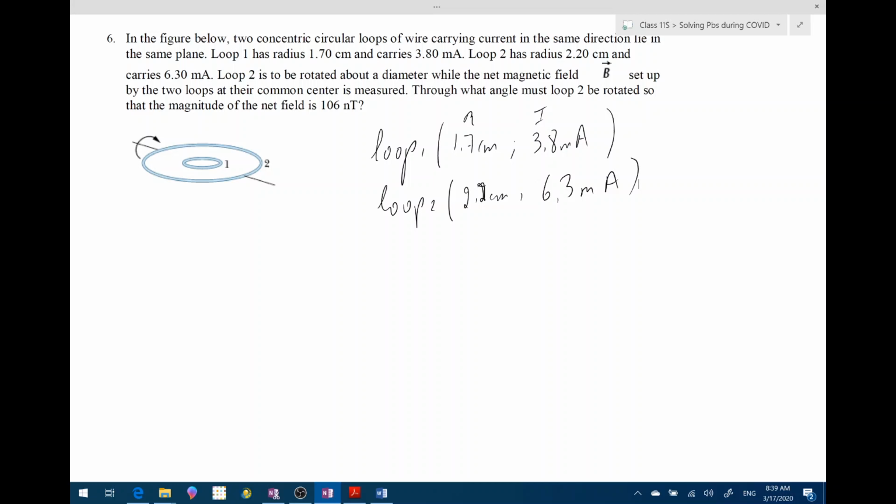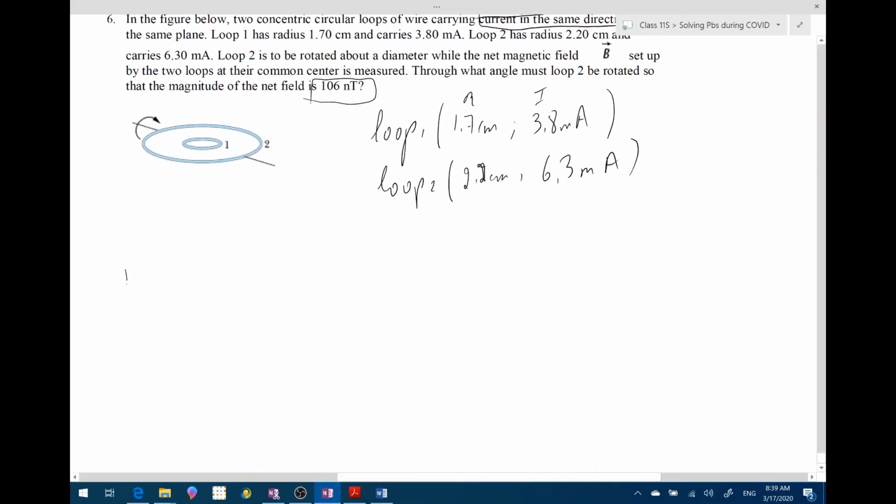Basically, loop 2 is rotated about a diameter while the net magnetic field is set up by the two. So the question is, through what angle must loop 2 be rotated so that the net magnetic field is 106 nanotesla? And they carry a current in the same direction.